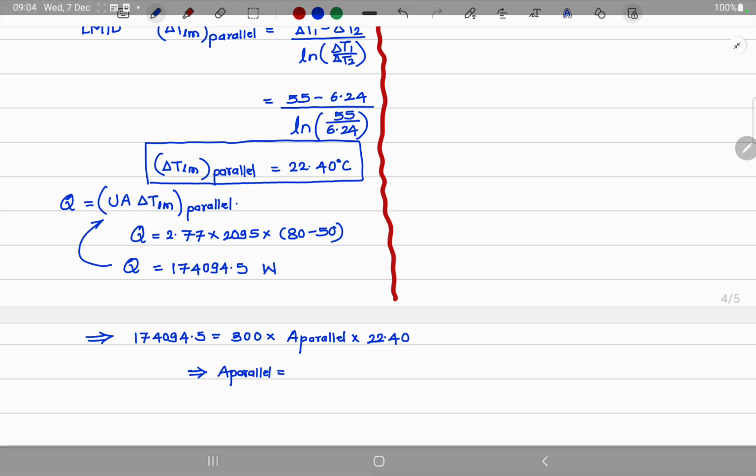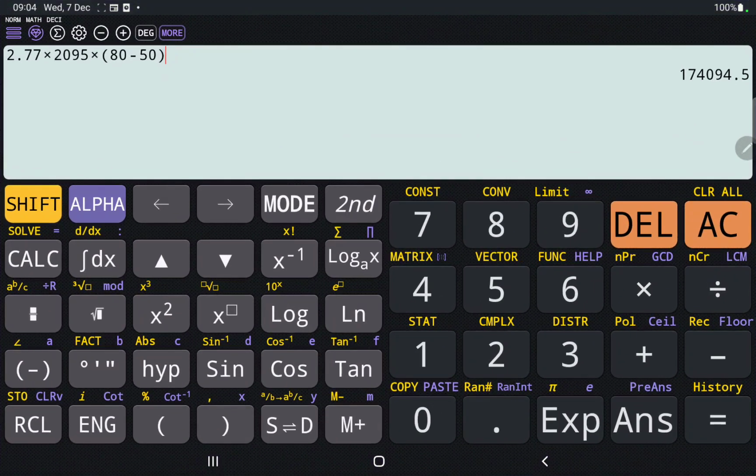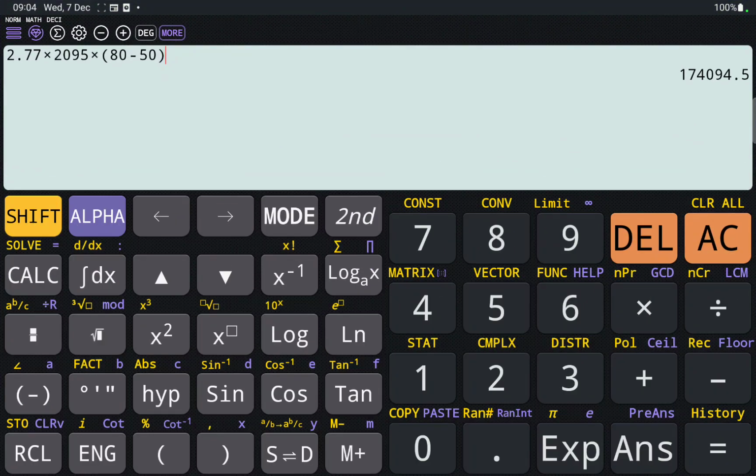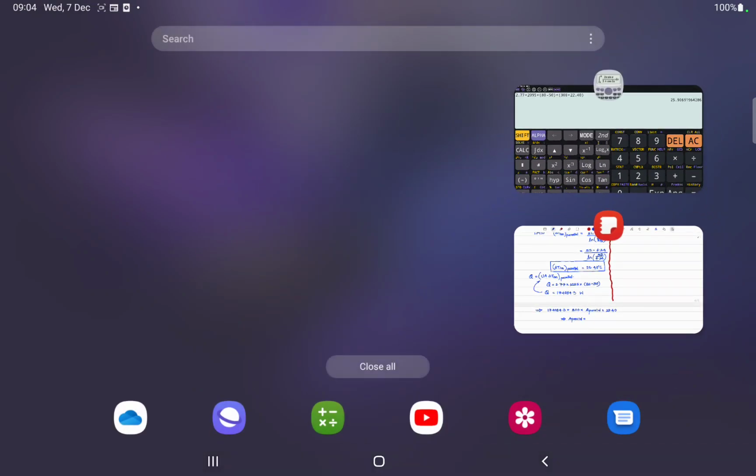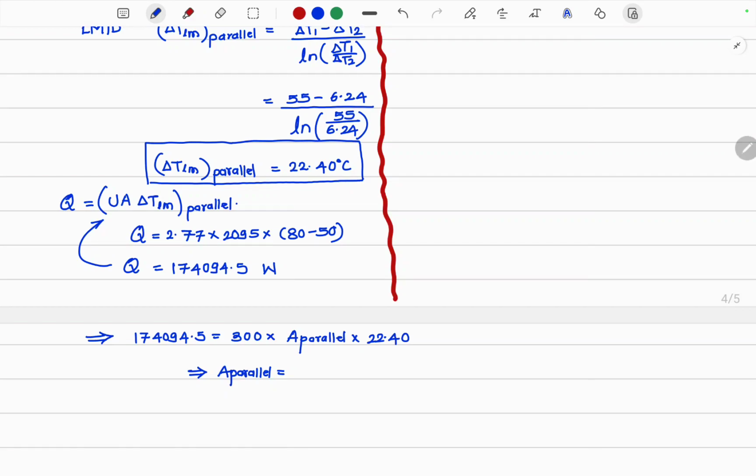Area of parallel flow is 174094.5, and this can be divided by the denominator, which will be U and delta T LM. So 300 into 22.40. The answer comes out to be 25.90 meters square. This will be the area required in the parallel flow configuration if we use that heat exchanger in this configuration.